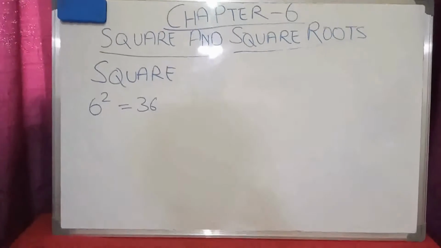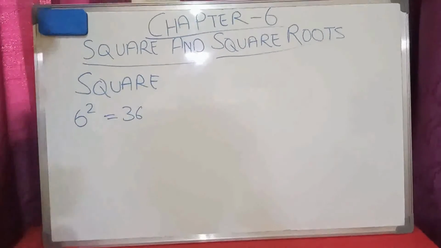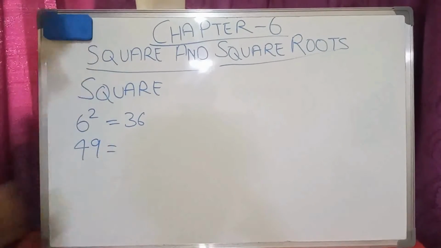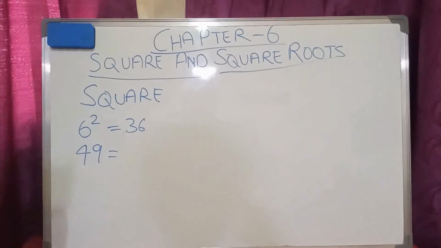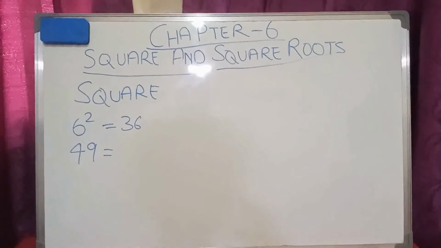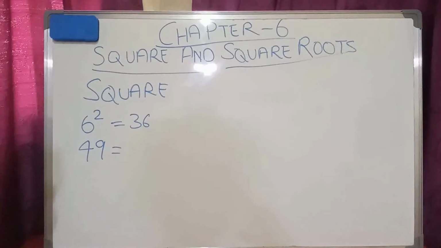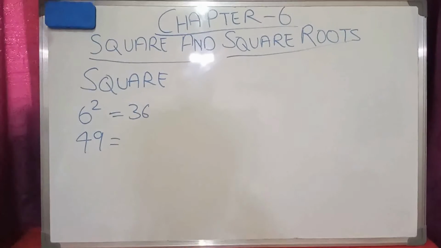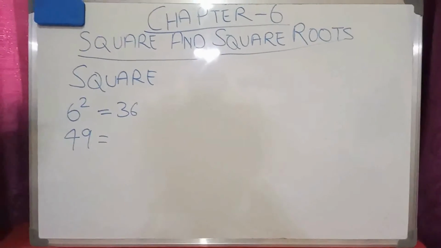Now if they ask, is 49 a square? Then you have to find the square root. And that is what we will be learning in the second part of this chapter. So is 49 a square or not? There is a much shorter method, and for this we have to learn the properties.